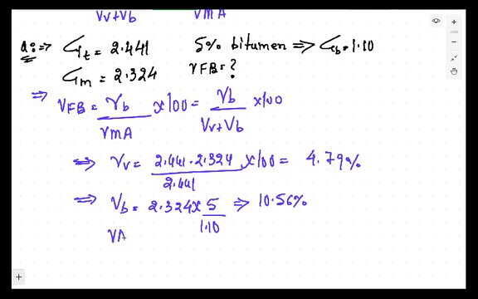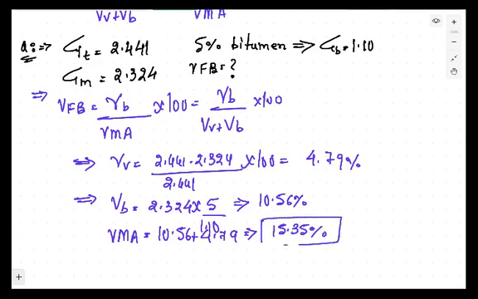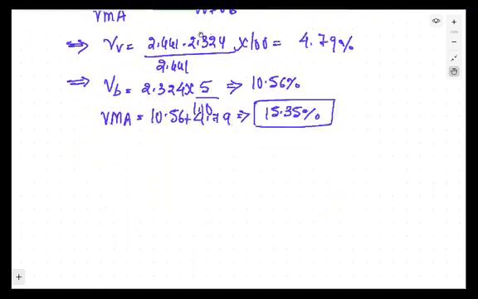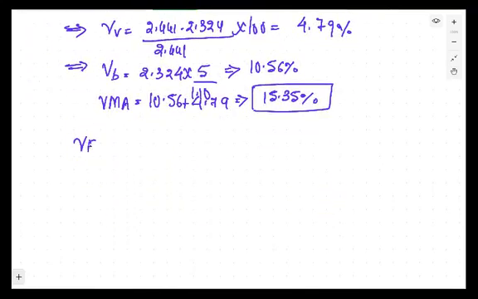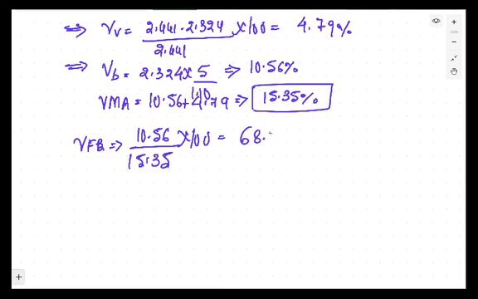It means that the total VMA will be 10.56 plus 4.79, which becomes 15.35%. 15.35% is the total percentage of voids. Now you have to calculate VFB. It means VFB will be VB, which is 10.56, divided by 15.35, into 100. When you calculate, this value comes to be 68.79%, which is the answer. It means you can calculate the values like this.